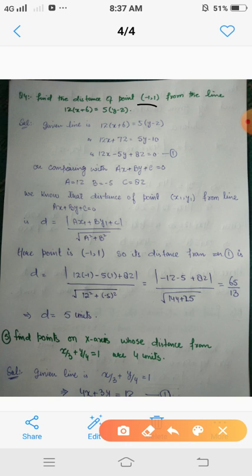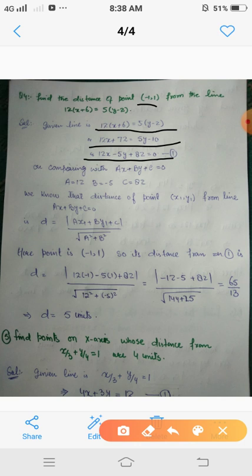Firstly, write this in general form. Multiplying on both sides we get 12x + 72 = 5y - 10, or 12x - 5y + 82 = 0. This is the equation in general form and it represents the straight line. Now we have to find the distance of the point (-1, 1) from this line.